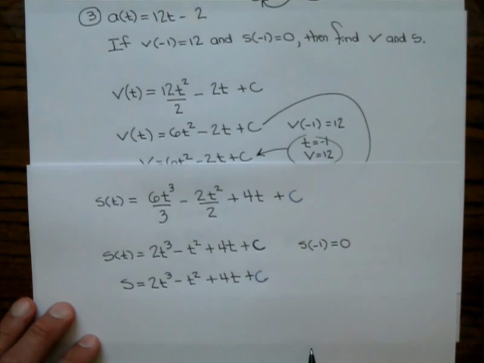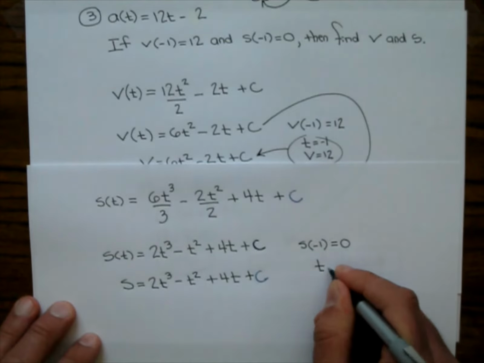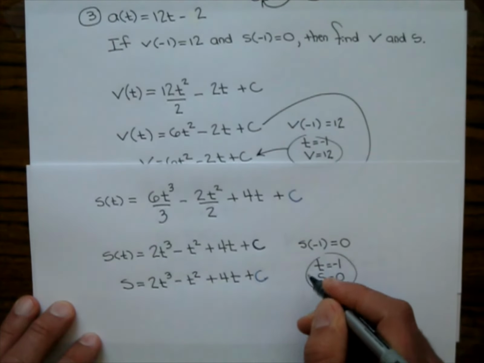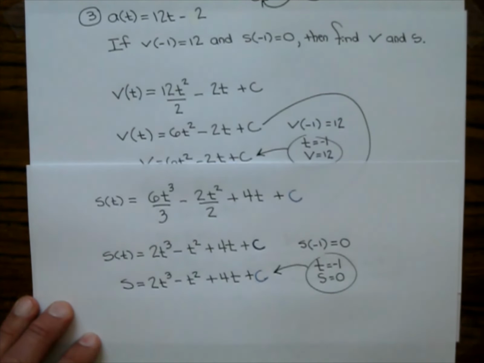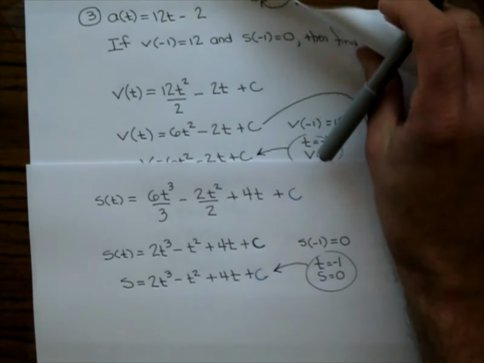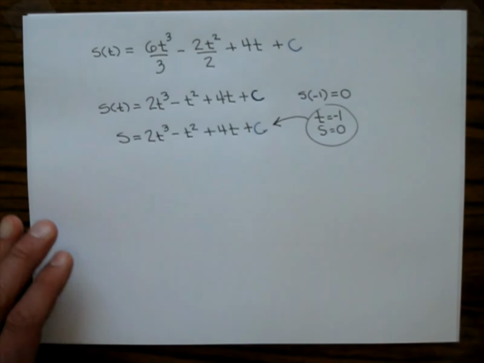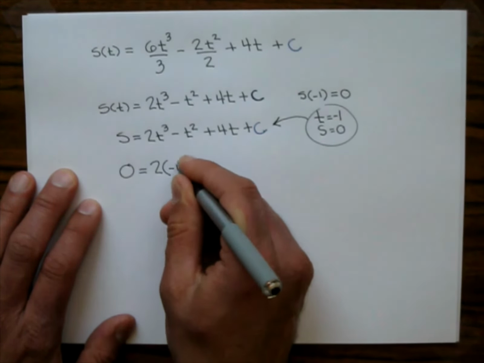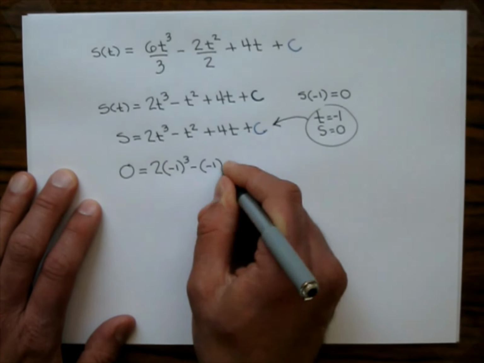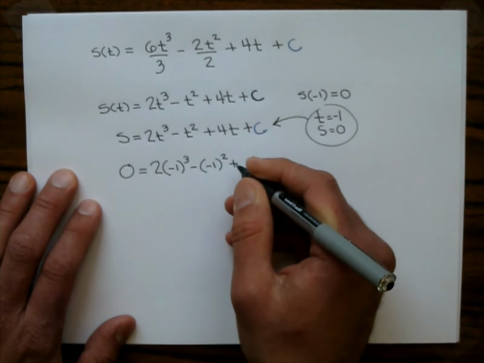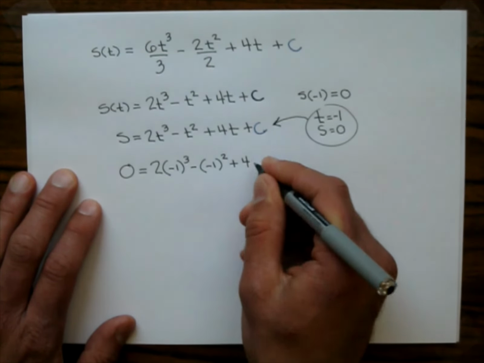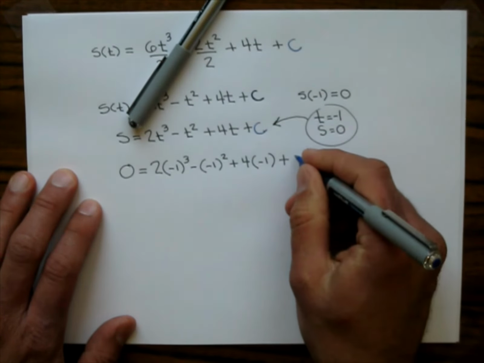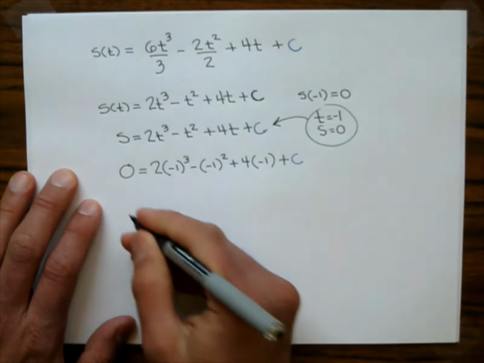Okay, and I'm going to plug these values in. When t is -1, the position is 0. He's right at the origin on the number line. I'm going to plug this right into here. I'll have 0 equals 2 times -1 cubed minus -1 squared plus, everywhere there's a t, I put a parenthesis with a -1, so 4 times -1, plus blue c. Okay, let's continue.